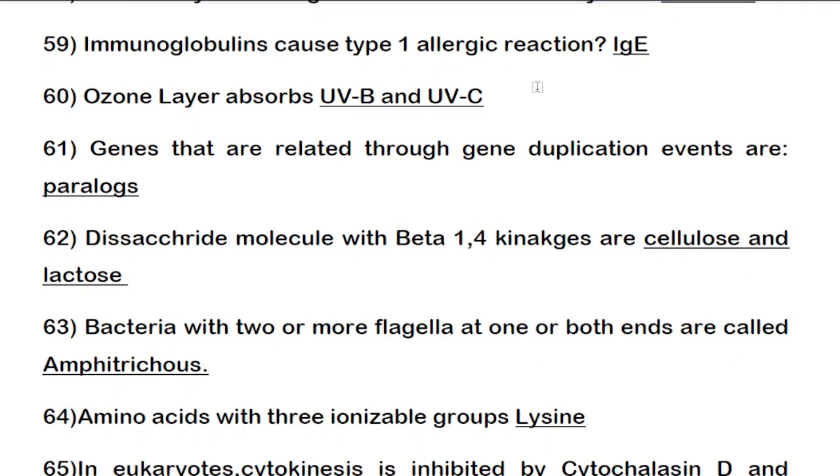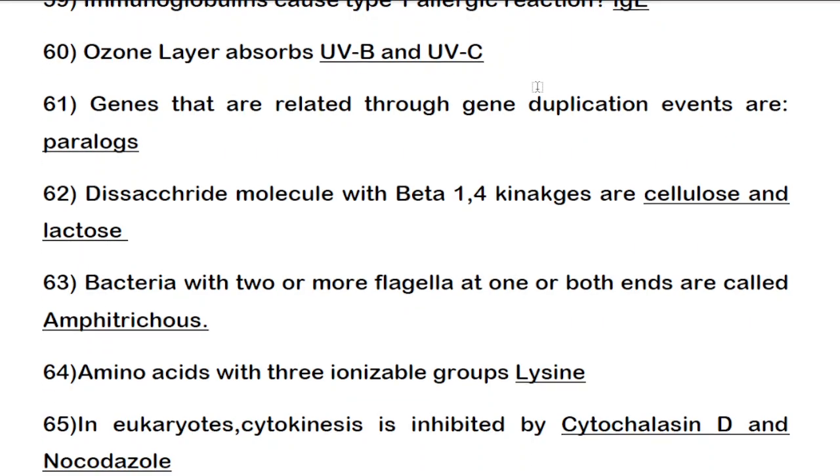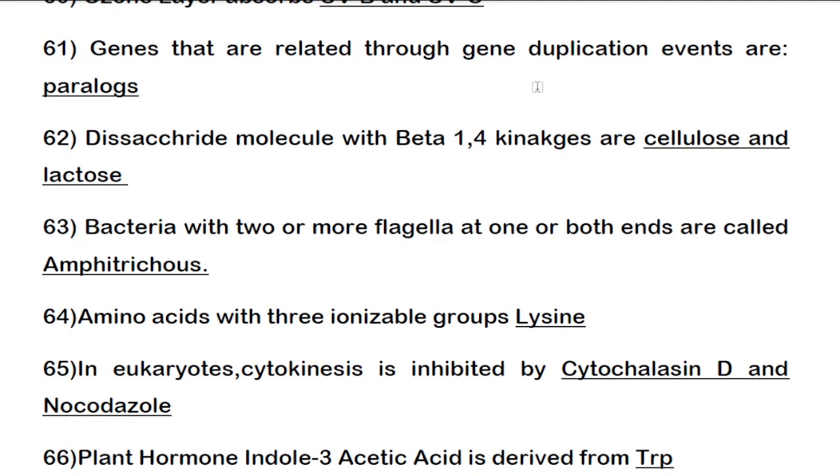It is IgE. Next, 60th question: the ozone layer absorbs. The ozone layer protects us from UV, so it absorbs UVB and UVC, not UVA. 61st question: genes that are related by a gene duplication event are called paralogous genes, whereas genes that originated due to a speciation event are called orthologous genes.